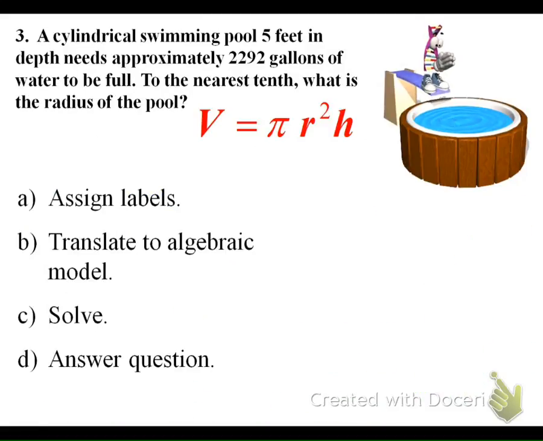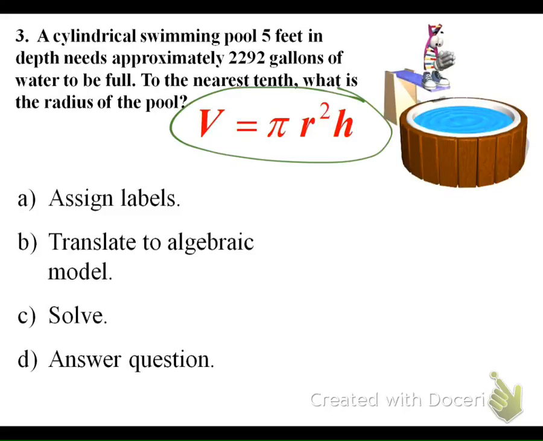Number 3 is our last example today. This one's about filling a pool. So a cylindrical swimming pool has a 5-foot depth, needs approximately 2,292 gallons of water to be full. To the nearest tenth, what is the radius? So they give us this formula to use. This is a volume formula.